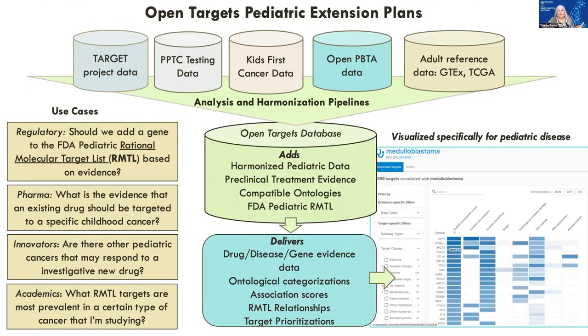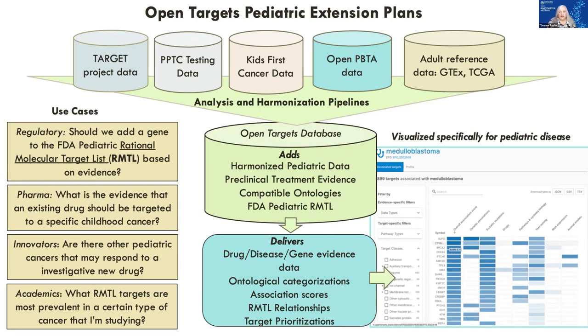So this is the big picture. For Open Targets' pediatric extension plans, we have these data at the top here: TARGET, PPTC, Kids First cancer data, PBTA data, et cetera. Adult reference data would come through. And then we have analysis and harmonization pipelines from OpenPBTA, et cetera, that would come through. And it would all be put into an Open Targets database. Now, this is not a distributed database. It is a centralized database that the website operates from. And then it will add harmonized pediatric data, preclinical treatment evidence, and so on. Especially important for us are the compatible ontologies.